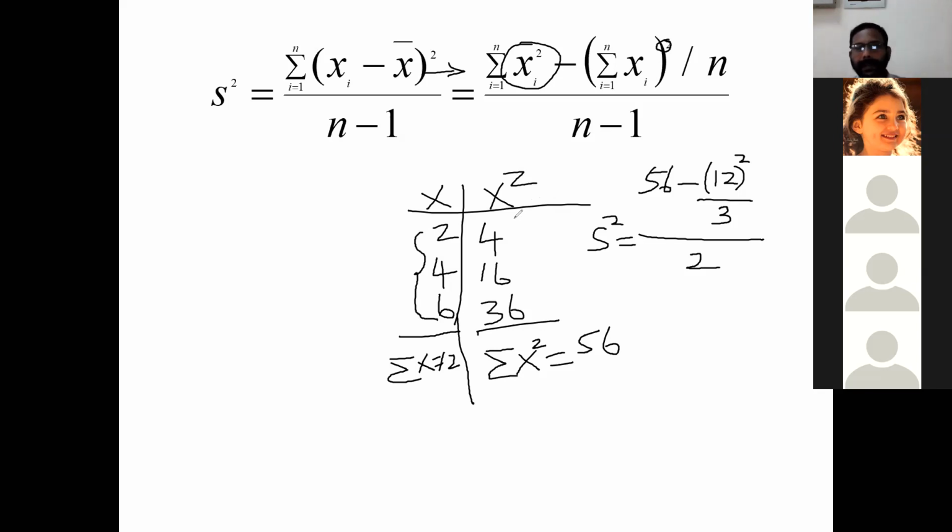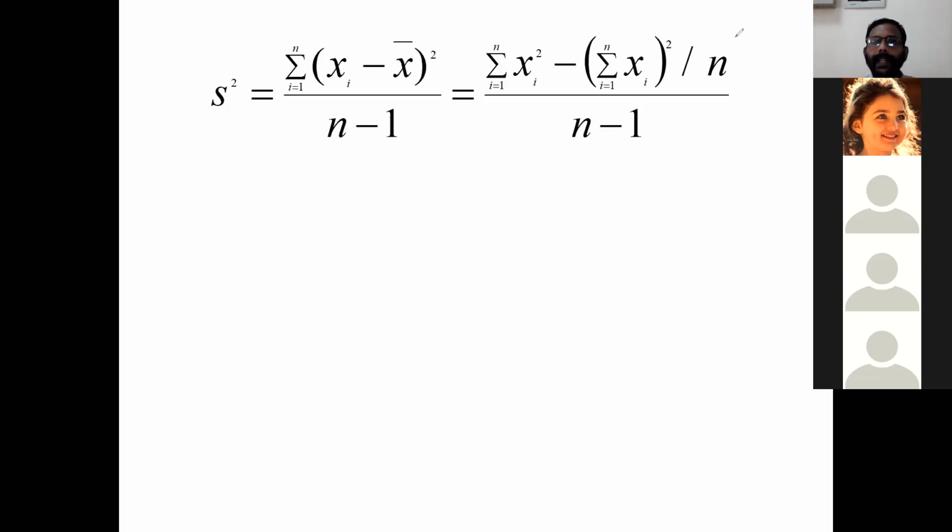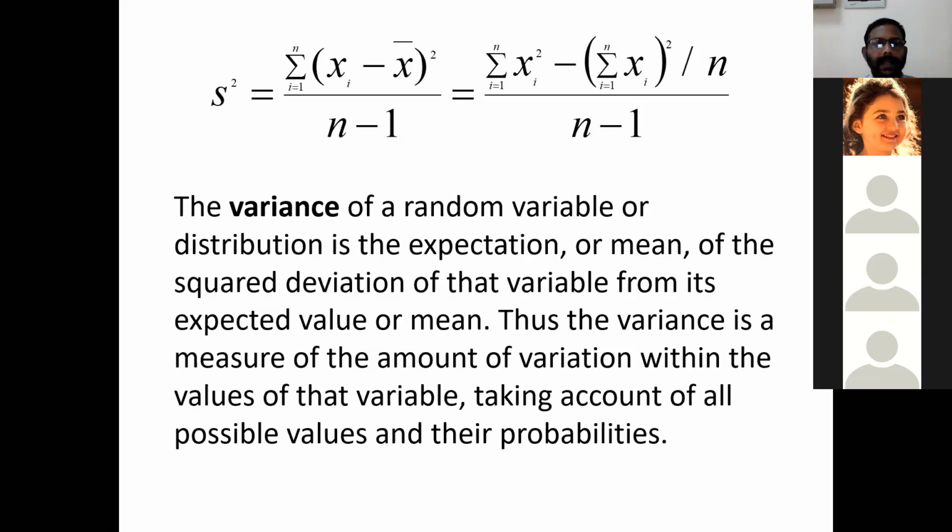Is it clear? Right, that is the sample variance. So this is a simple calculation. You can make a note of it. Then we will go further on this variance, with just a description about the variance.